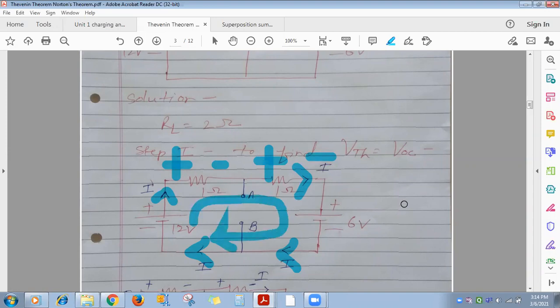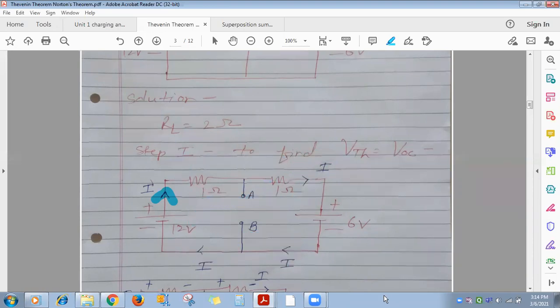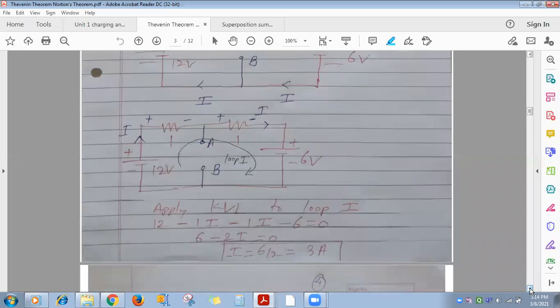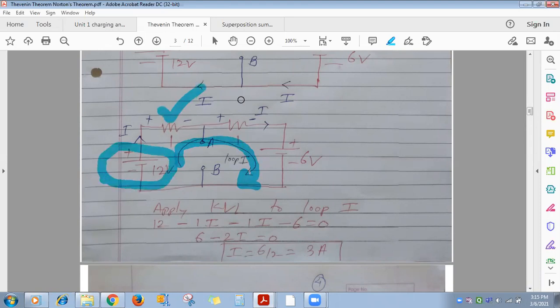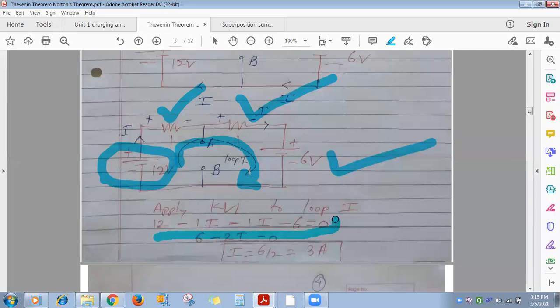Clear to everyone? Yes. Once you apply KVL to this larger loop, you get the value of current I. See here, in the next loop I have shown this is positive, this is negative, with this current direction I denoted. Then for this larger loop, apply KVL. Lower to higher, positive, so 12 will be positive. This will be negative, this also will be negative, this also will be negative. These three negative, only 12 volt will be positive.